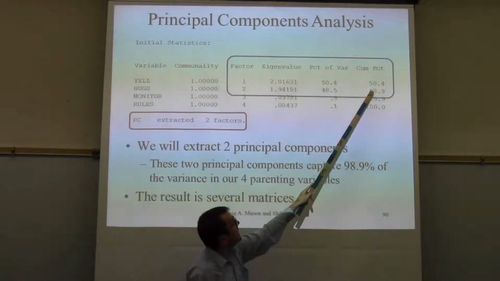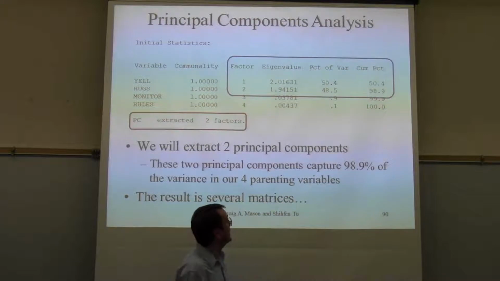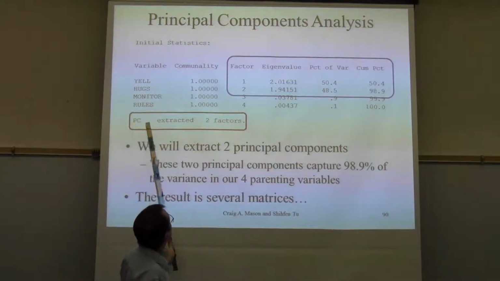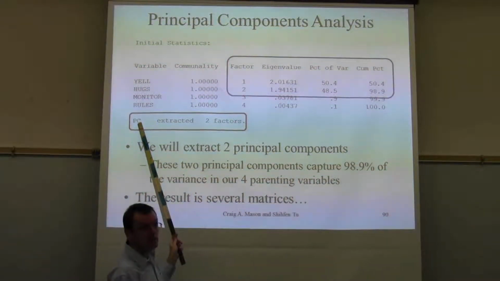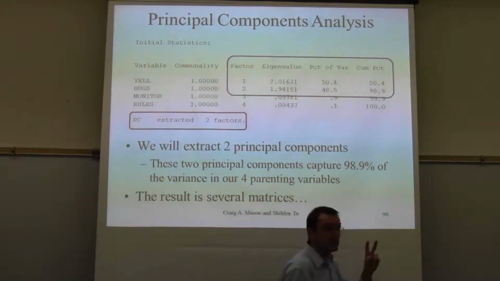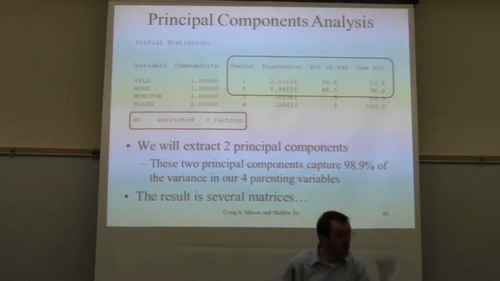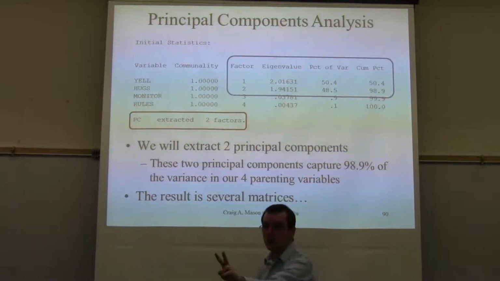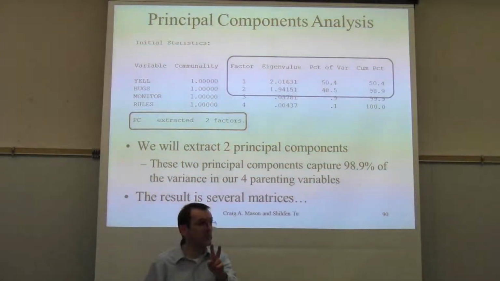Here, notice again, the first 2 factors accounted for 98.9% of the information, of that variance. And it says at the bottom, PC, principal components, not the computer, extracted 2 factors. What that says is all on its own the computer decided, because we didn't tell it otherwise, kind of the default setting says take 2 of those factors and call me in the morning. I need some sleep.